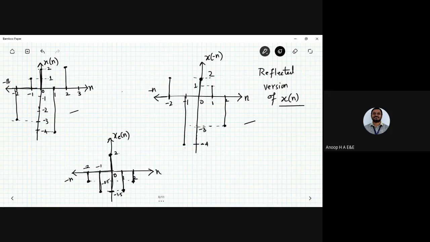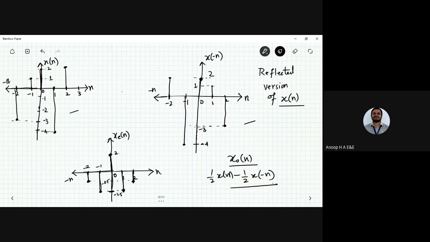Similarly, you can calculate the odd component of the signal also. So that would be half of x of n minus half of x of minus n. So this is the reflected version. What I mean here was when I gave 2, that is minus of 2. If you could analyze, this is the x of minus n signal.